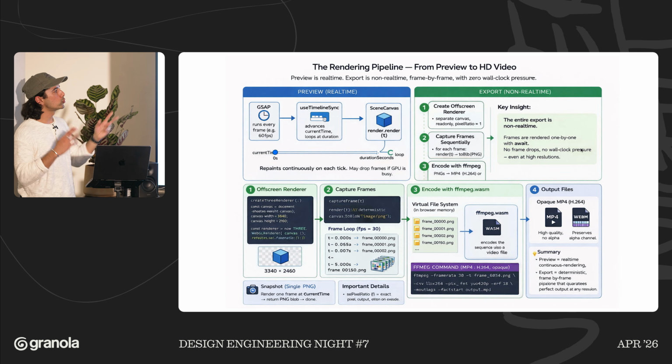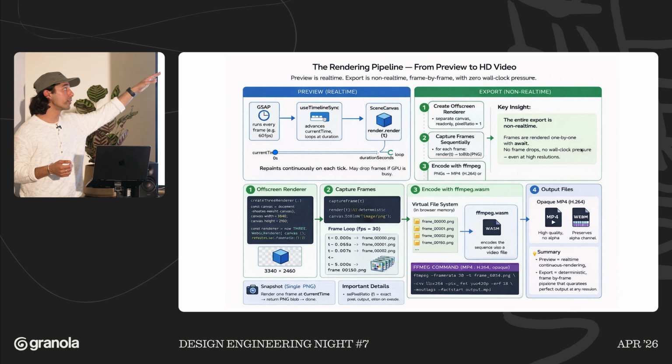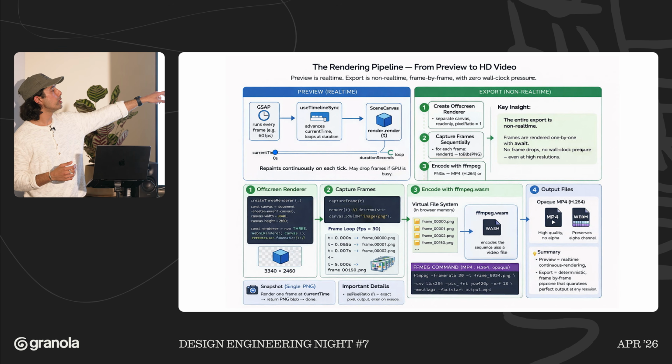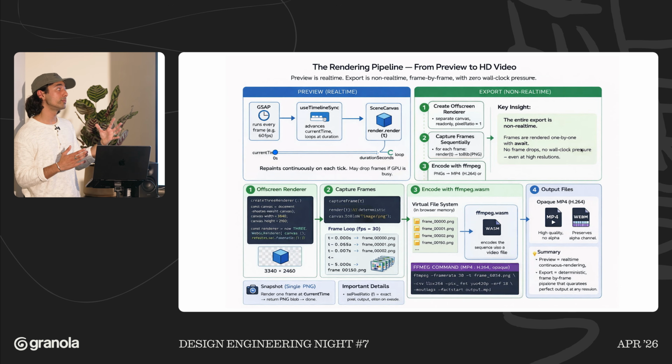So there are two ways that we render things. There's the preview. That's our real-time render. Every frame, hopefully at 60 frames a second, it's rendering, and that's what you see when you're in the tool. The second way that we render is not real-time, and that's for our export. You can see here, repaints continuously on each tick, may drop frames if GPU is busy. So if you're on a lower-end computer and you're trying to render a 4K video in real time, you're going to drop frames. And we want really nice motion at whatever frame rate you specify.